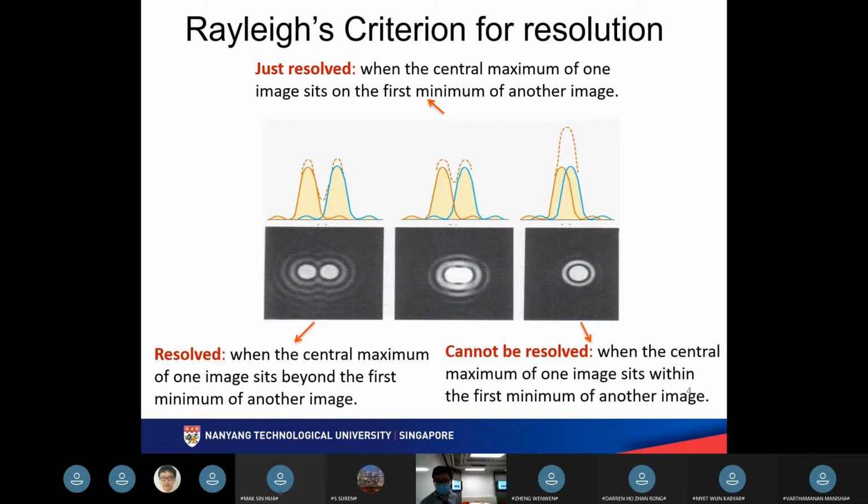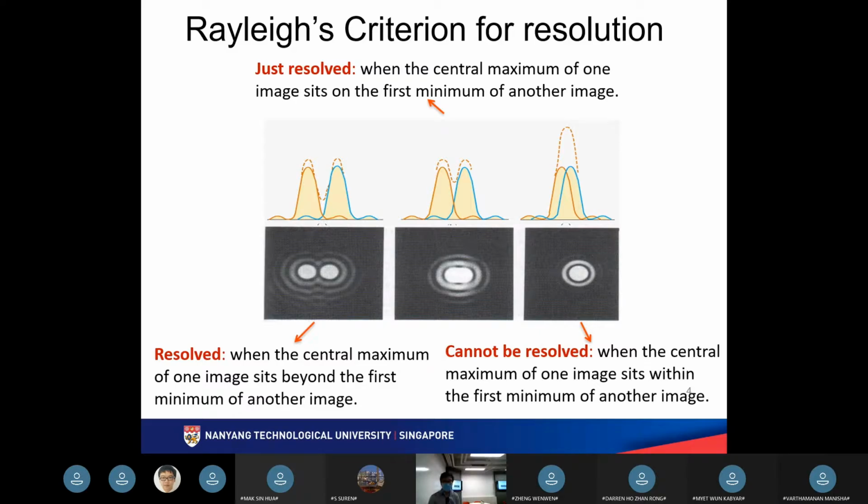You cannot tell that there are actually not 2 objects, because its pattern is exactly the same as the light emitted by a single point source. This is when we cannot resolve an object. So this is why we call it Rayleigh's resolution.